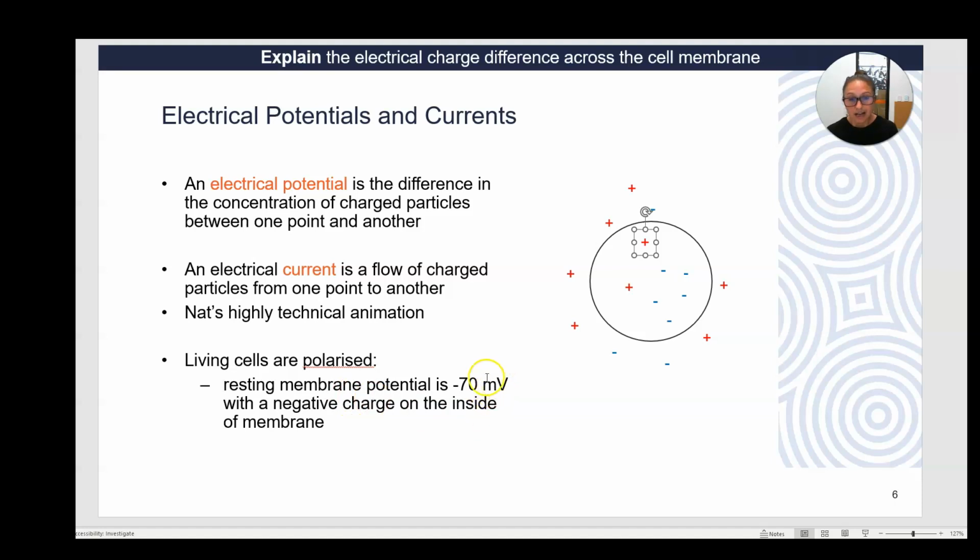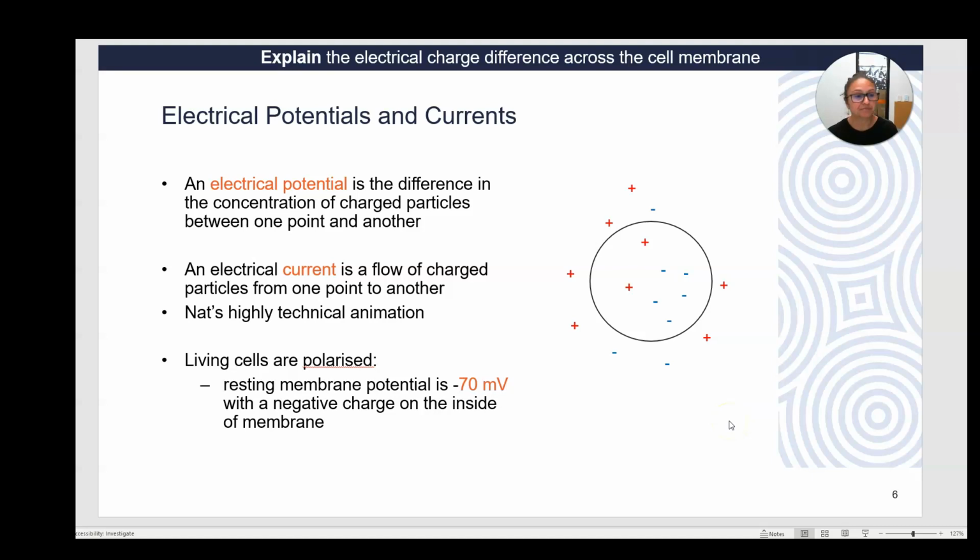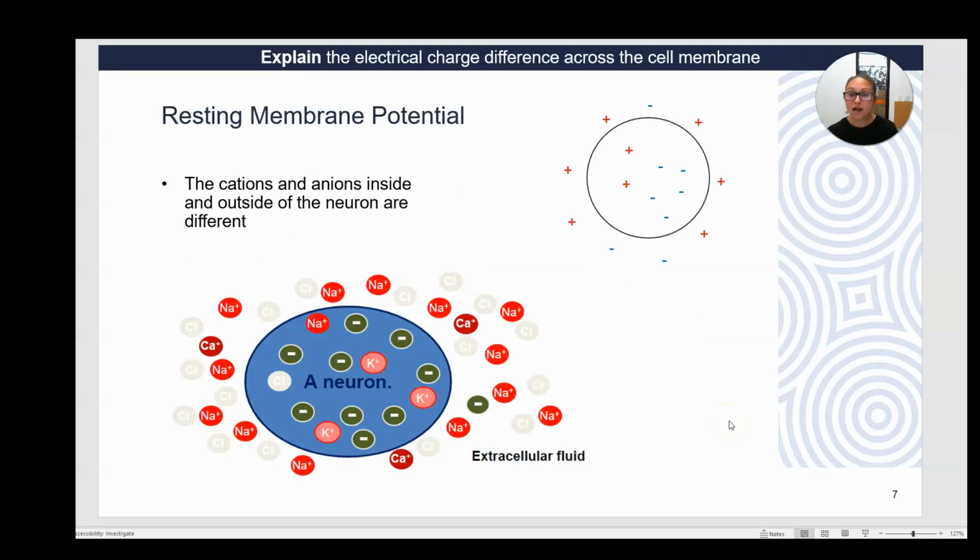Now, a neuron, we know it's more negative on the inside. This number just represents how negative it is compared to the outside. That's all that means. Right, so we know that neurons are more negative on the inside compared to the outside.